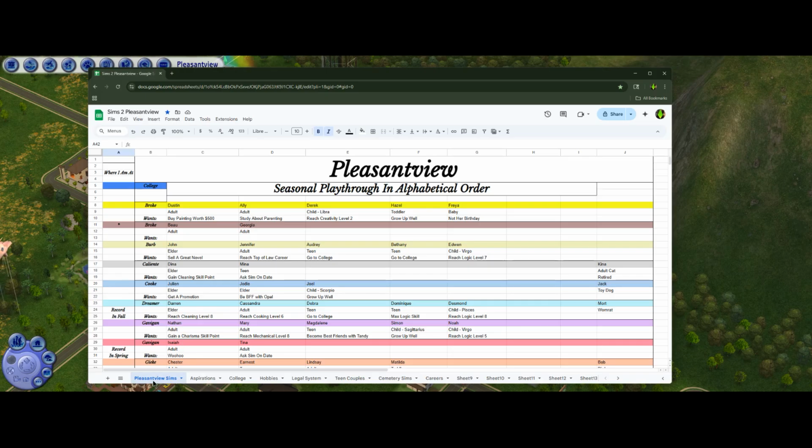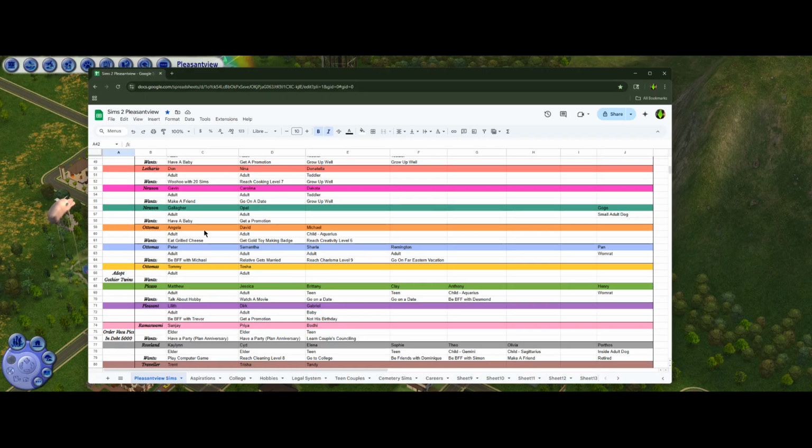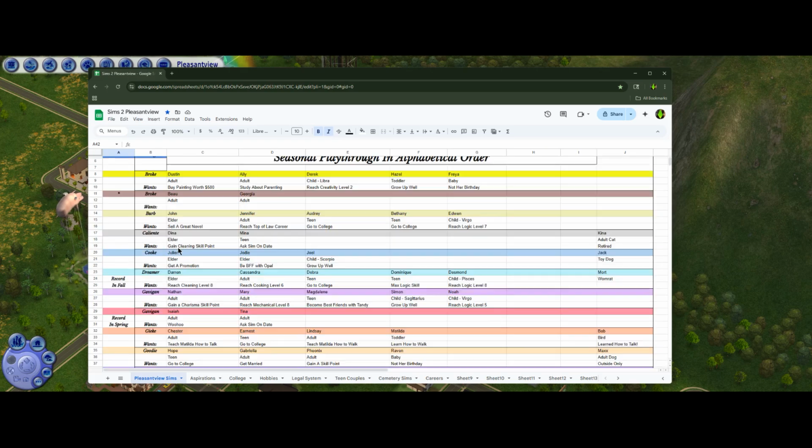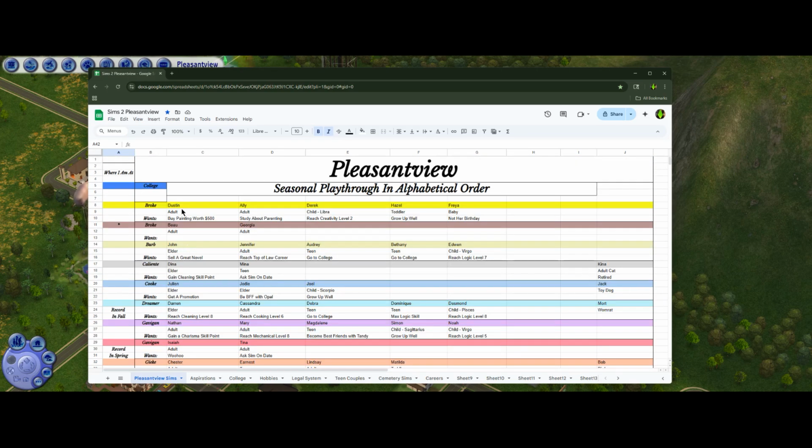The page where I update the most is the Pleasantview Sims tab, and I play my Pleasantview through a seasonal playthrough in alphabetical order. So everybody is in alphabetical order, and I just go down alphabetically to each household and play them. So let's do a breakdown.